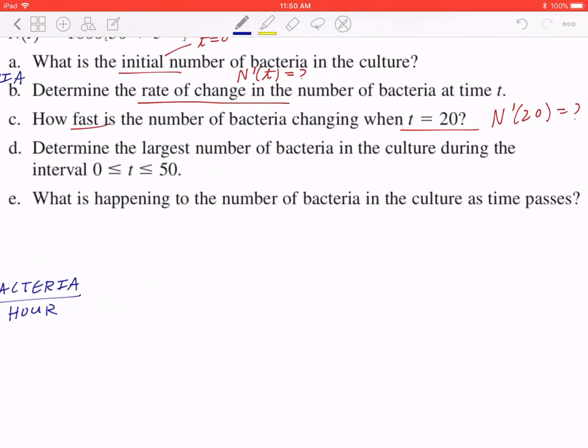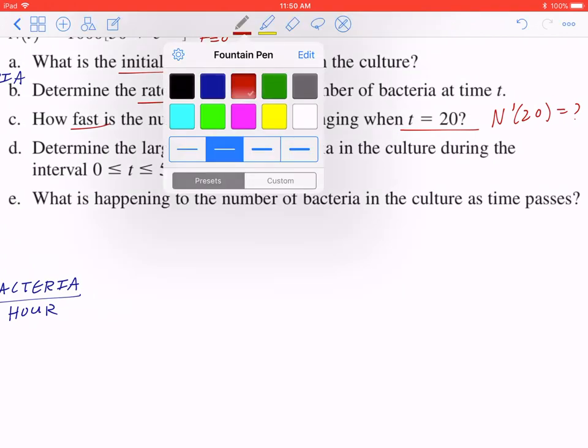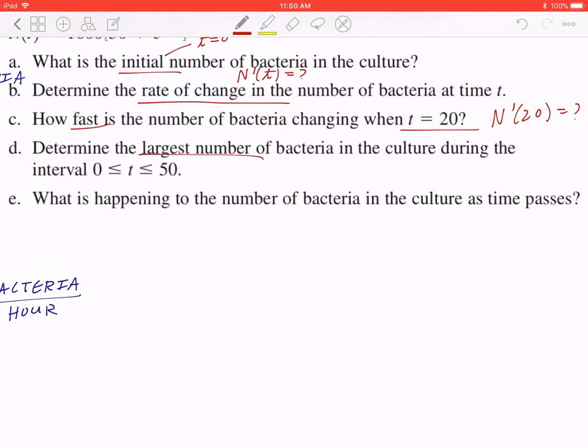Part D. Determine the largest number of bacteria in the culture during the interval when time is between 0 and 50. Again, you've got to be careful here, because if they give you a domain, and time cannot be negative, it makes sense that time is between 0 and, in this case, 50. You've got to compare a couple of points. Number one, you find the critical points. Number two, you compare the critical points with the endpoints, and out of those points, the largest number is the maximum. So again, largest number implies the maximum.